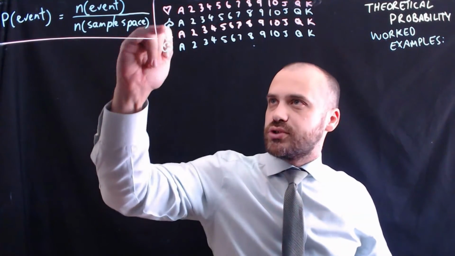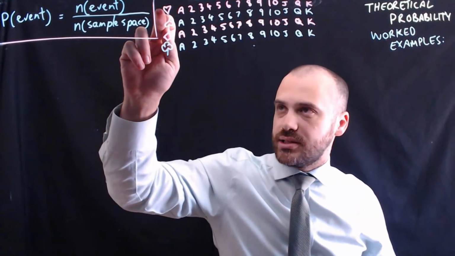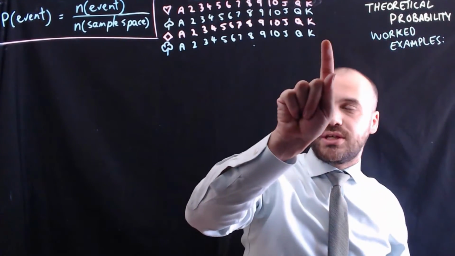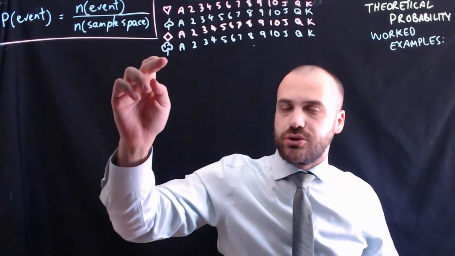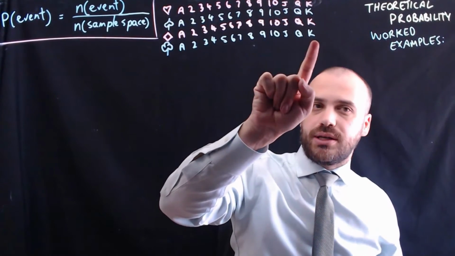Alright, so there are 4 suits of cards: clubs, spades, diamonds, and hearts. And there are 13 cards in each what we call suit. So ace, 2, 3, 4, 5, 6, 7, 8, 9, 10, jack, queen, and king.